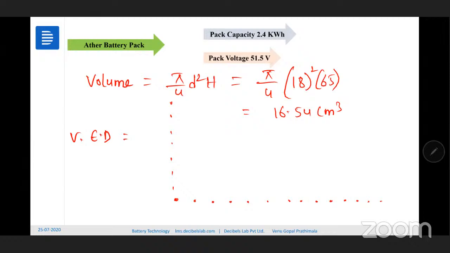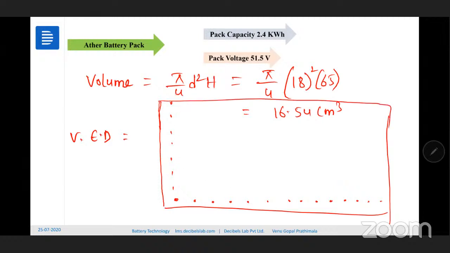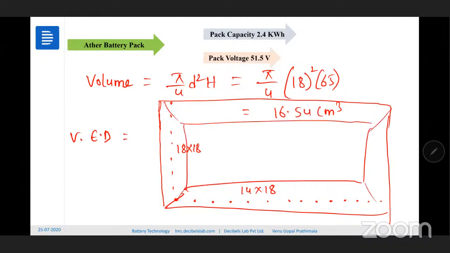So based on this, we can calculate how much volume it is taking, or we can take the dimensions. 18 is the diameter, right? So first we have to calculate the dimensions. As we have 18 cells in parallel, 18 into 18 will give you the width. And as we have 14 cells, 14 into 18 will give you the length. And the height of the cell will be 65 mm. So now we know the length is 14 into 18, the width is 18 into 18, and the height is 65 mm.